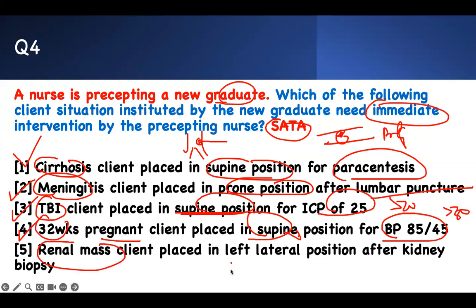Renal mass. Kidney is on your back. Client is placed in a left lateral position after kidney biopsy. If I biopsy this, the kidney is very vascular. It's going to bleed. You need to put pressure. Since you cannot put your hand there and hold there forever, let the patient lay on their back and they will do their own pressure. If you put them on the left lateral position, they're bleeding. That means all these 5 patients need to be intervened. The new graduate is in trouble.